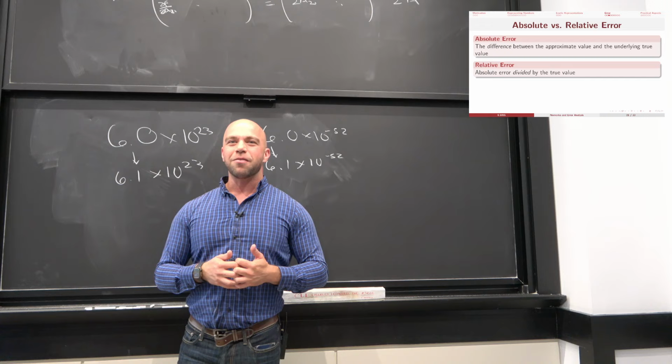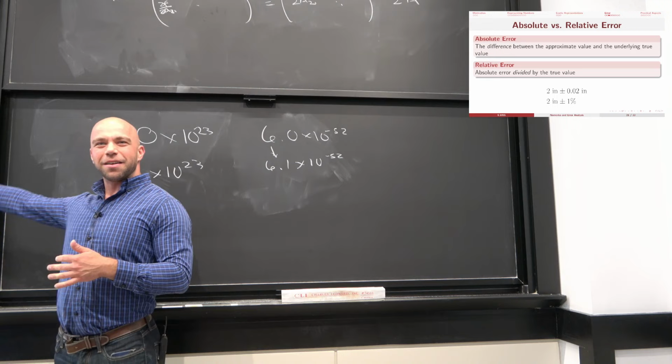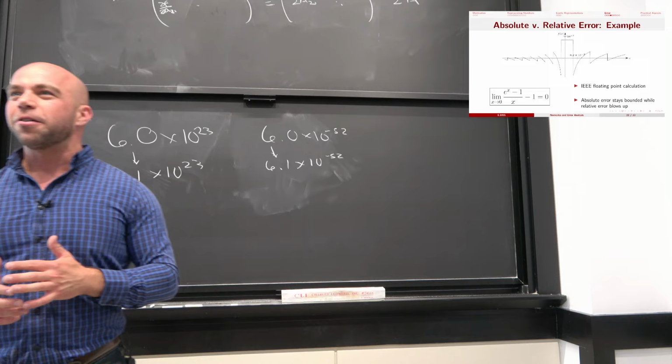So for instance, we see that a lot. We do a calculation, maybe in inches, and we either have plus or minus 0.02 or 1%. That's the difference between absolute and relative error. Notice in floating point, this is actually a really critical distinction. And there's no right notion for what to use.